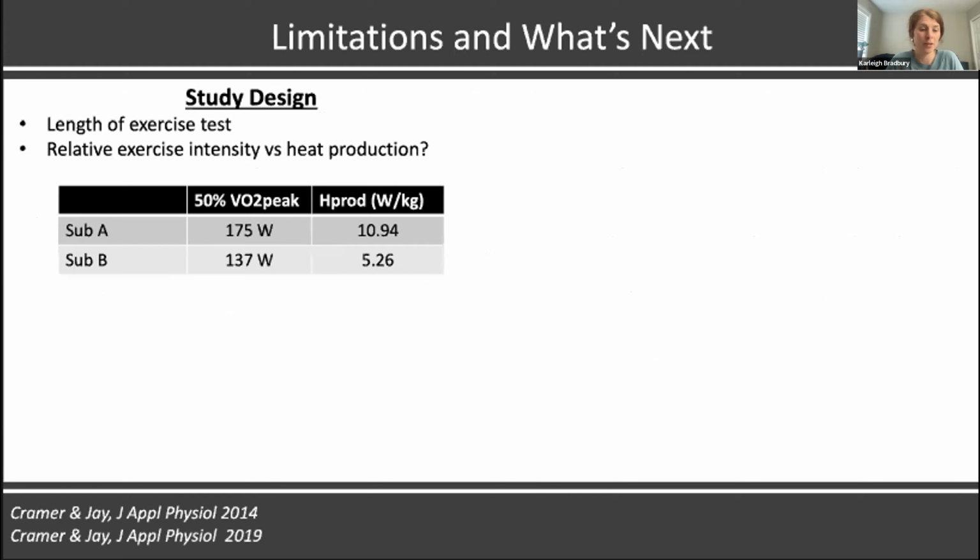And our initial plan was to do 60 minutes of exercise at 60% of VO2 peak. And then through talking to people like Ollie J, we learned about the importance of doing exercise intensities based on heat production rather than a relative exercise intensity.